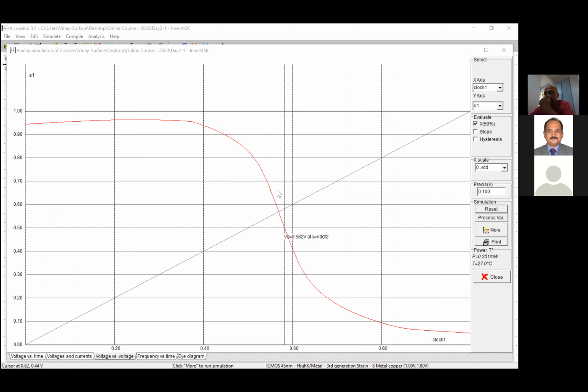You remember this plot. This is a voltage versus voltage plot, or the transfer curve plot. Transfer curve is a plot between the output versus the input. So what we do here is, I just take a screenshot of this.